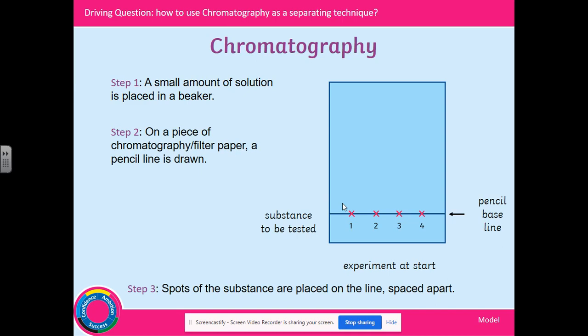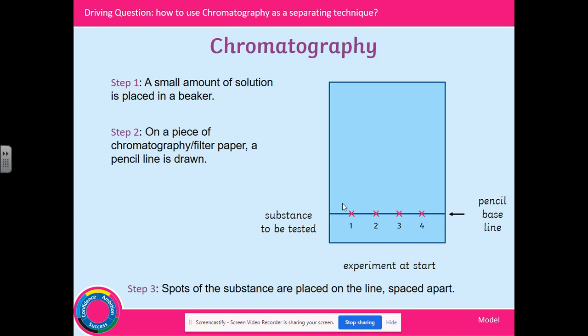Step two, on a piece of chromatography or filter paper, a pencil line is drawn. As you can see, to the right of your screen, you see the pencil baseline. Now, the reason for using pencil is that pencil, or graphite, is insoluble in water, which simply means that it will not dissolve and interfere with your experiment.